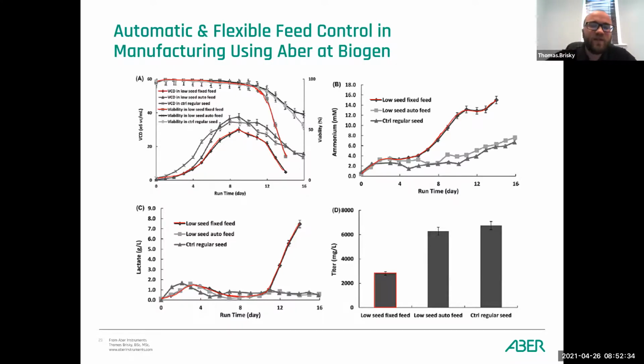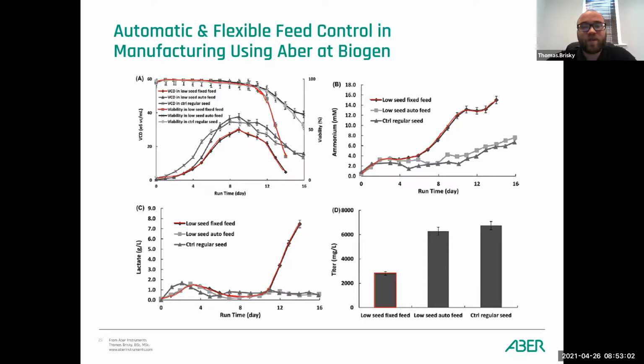As expected, the culture that was underseeded but controlled using a fixed feeding strategy was inflexible and did not perform well. This culture was truncated by a few days since it started losing viability much sooner. And this was probably because there is an increase in concentration of ammonia and lactate caused by overfeeding the culture. The product titer, as you can see in the last graph, was also well below expectation.